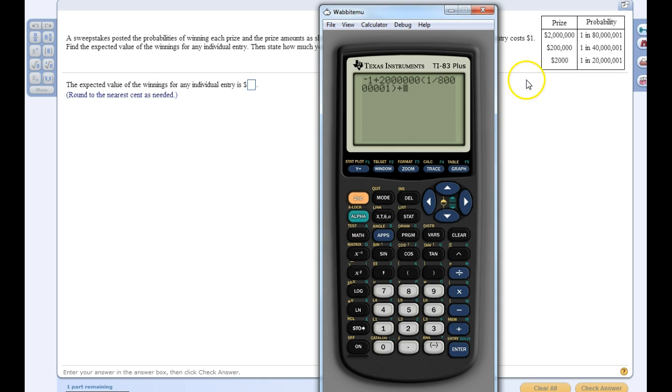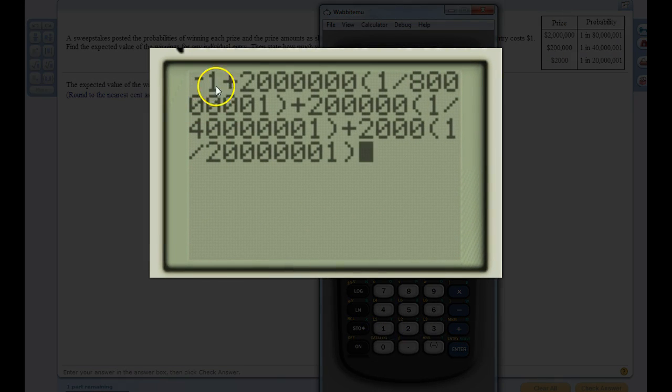Alright, and then you could also win this $200,000 prize. So that's 200,000 times that probability. Or you could win 2,000. I didn't do the plus for or. Every time you say or, it's a plus. Or you could win 2,000 and then the probability there. Alright, so there are the probabilities, or the outcomes.